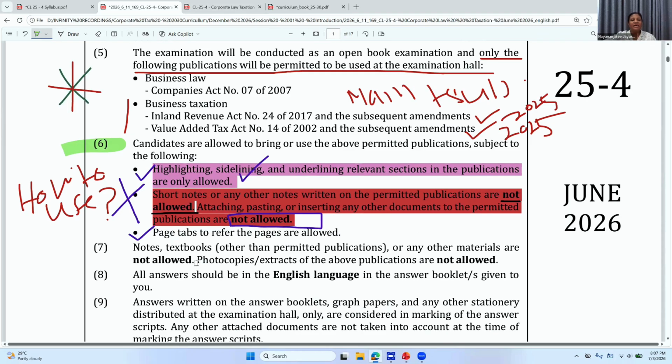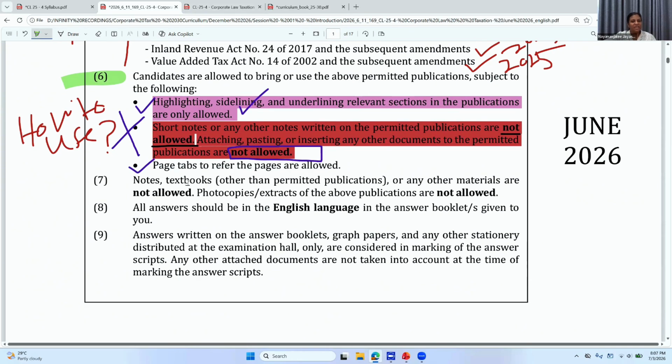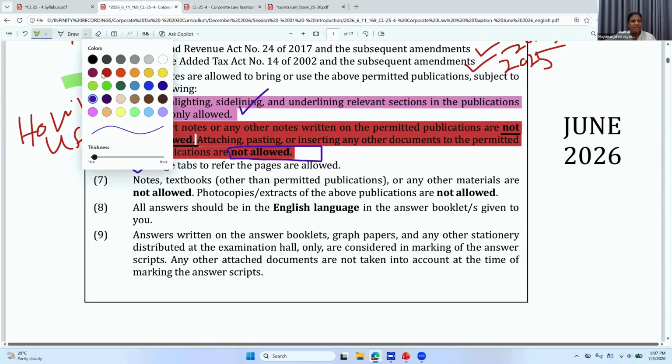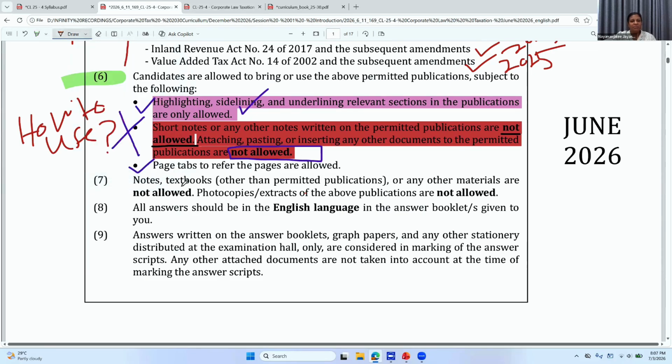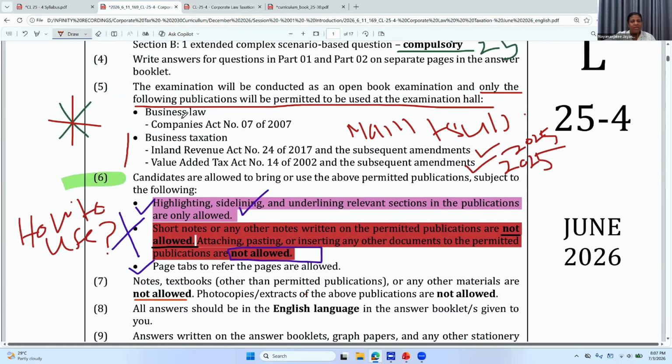Next, notes, textbooks or any other materials other than the permitted material are not allowed. You cannot take in the other things that are mentioned here.